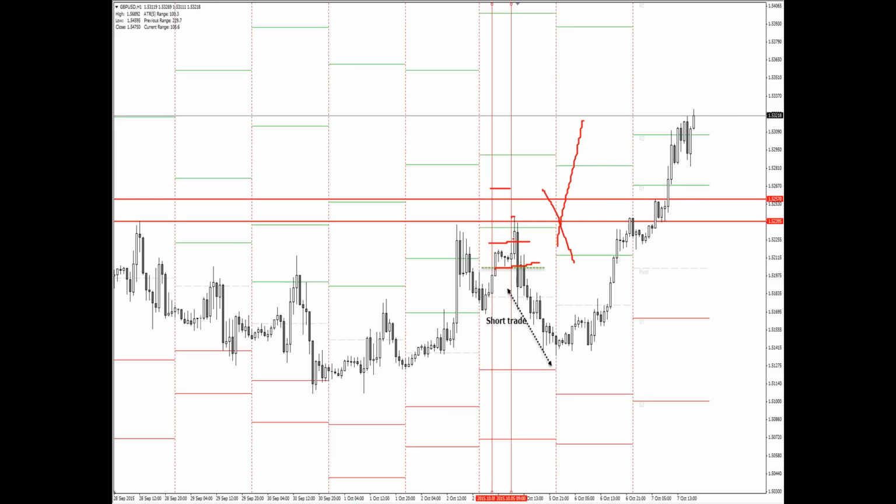But it's good because even here you managed to grab some pips. At least you could make 10, 15 pips with this. And look what happened just afterwards. A possible short trade here. Let's say that this could have been a good short if it happened exactly at this point.